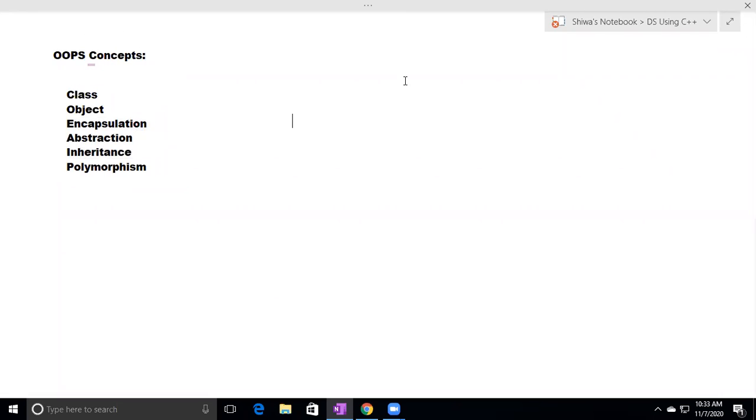The name itself indicates object oriented, which means everything revolves around the object. Then what is the general meaning of object? Listen carefully. Object means anything. I'm explaining the general meaning, not the technical meaning.